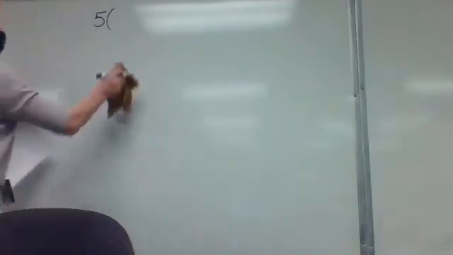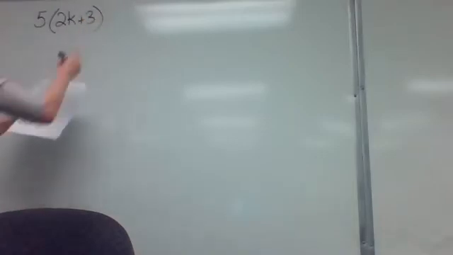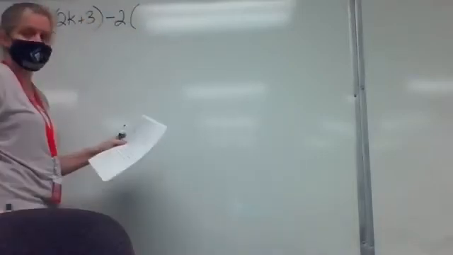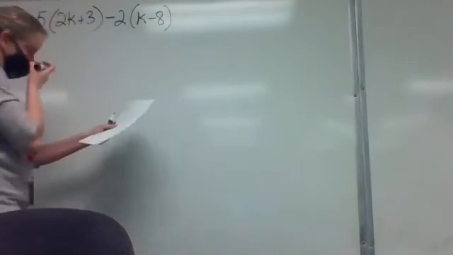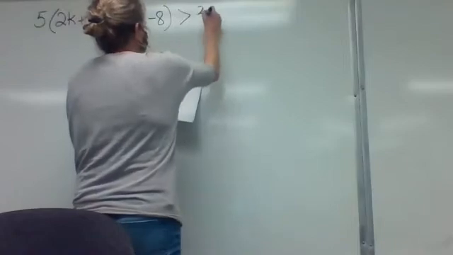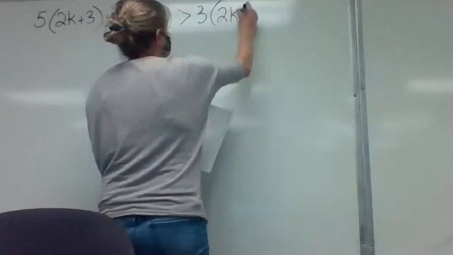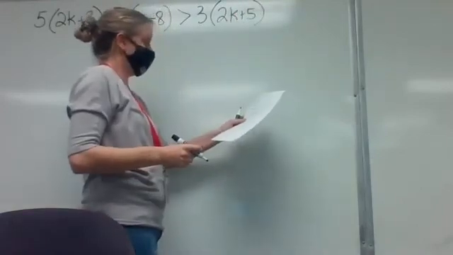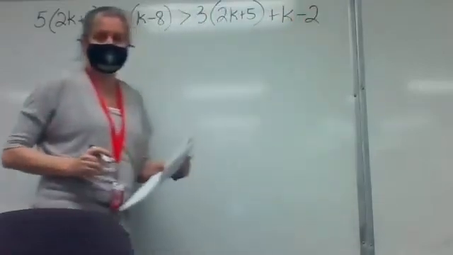5. Open parentheses, 2k plus 3, close. Minus 2, open another parentheses, k minus 8, close. Here's my symbol, greater than 3, open parentheses, 2k plus 5, close, plus k minus 2. It's a lot.